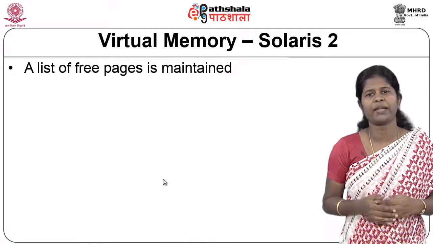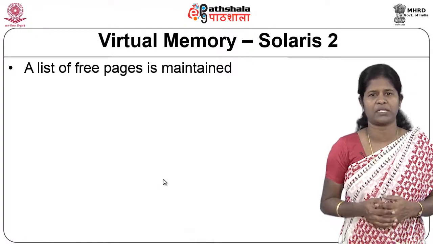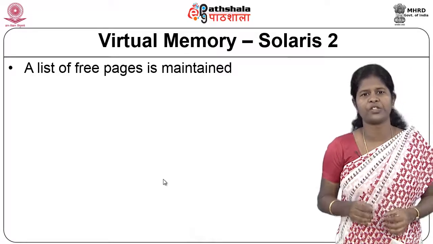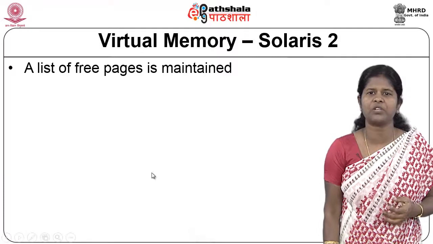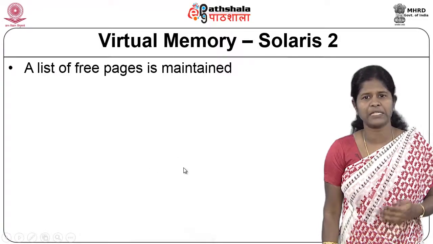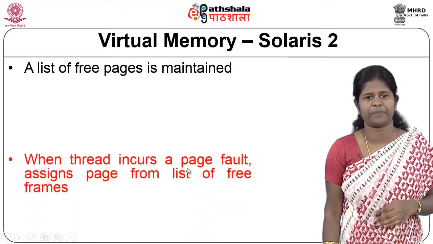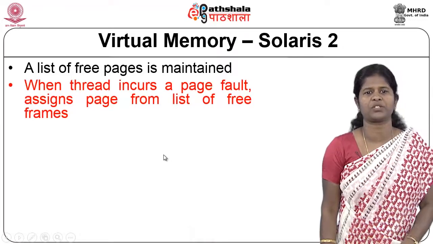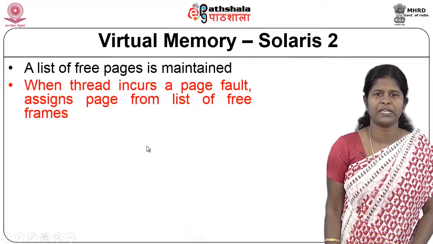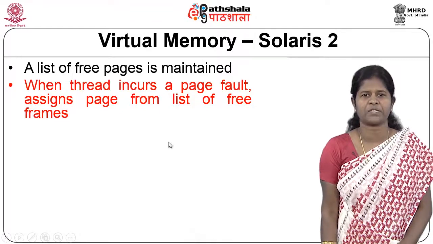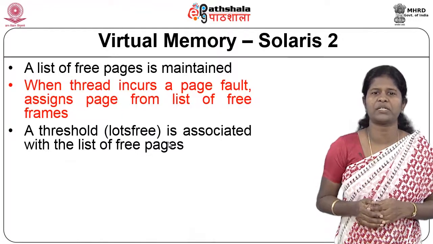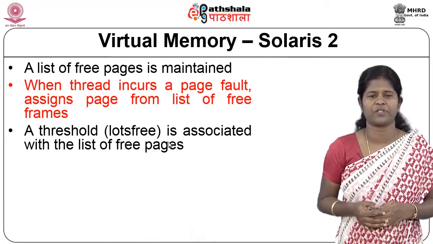Now, we will see what happens in the case of Solaris 2. In the Solaris 2 operating system, a list of free pages is maintained, very similar to how a list of free pages is maintained in Windows NT. And whenever there is a page fault in Solaris 2, a page is assigned from the list of free frames. And there are a few parameters that are maintained in the case of Solaris 2.